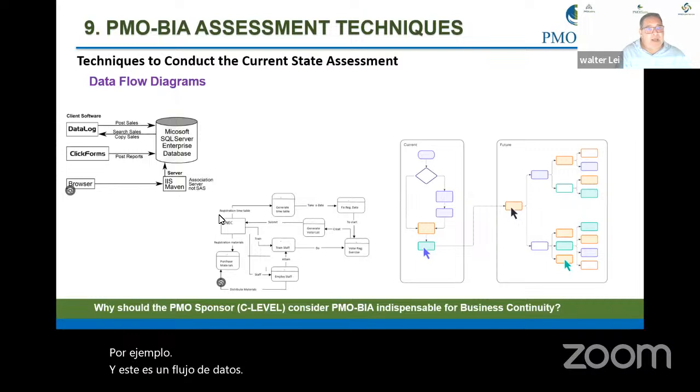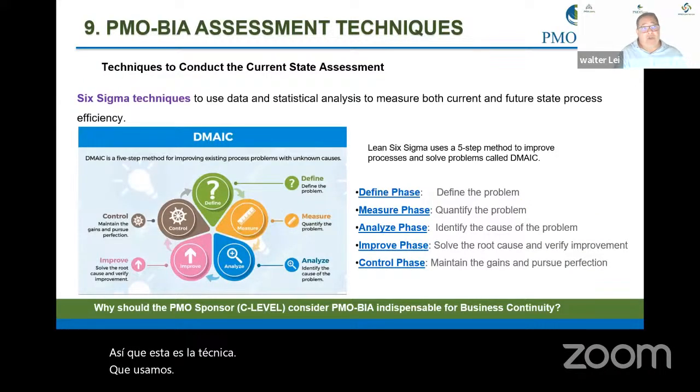Security flow, a data flow, and a diagram flow. So these are the techniques that we use. Also, we obviously follow the DMAIC Lean Six Sigma technique: define, measure, analyze, improve, and the control phase.